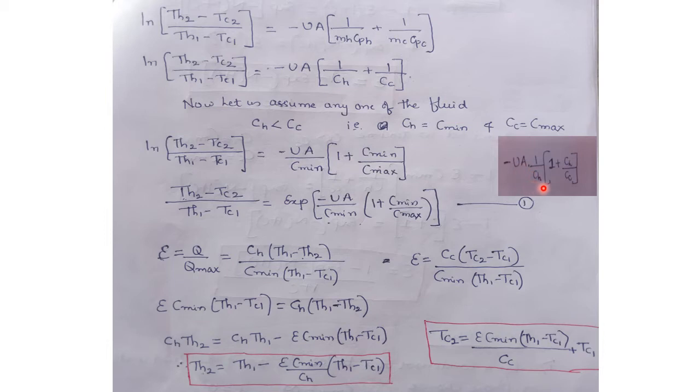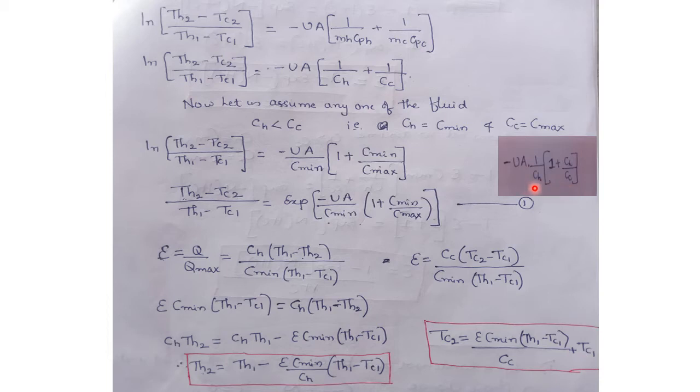If I take 1 divided by Ch as common, then in the bracket this will be 1 plus Ch divided by Cc. Then if I solve this equation, my equation will be in this form only: minus U into A, 1 divided by Ch taken common, so in the bracket this will be 1 plus Ch divided by Cc. The equation remains as it is.